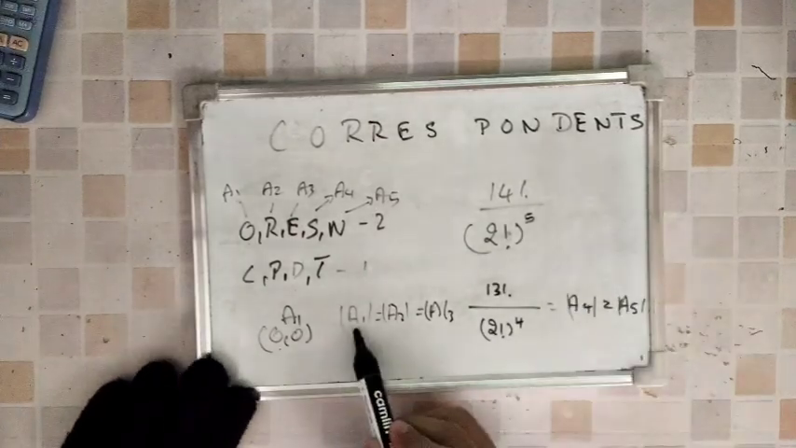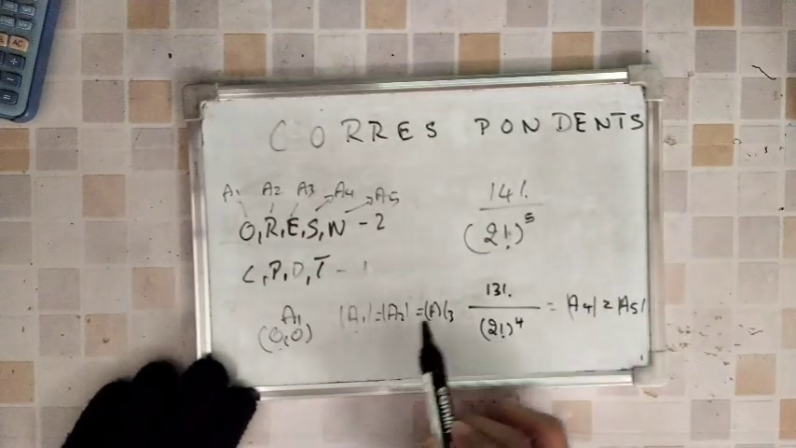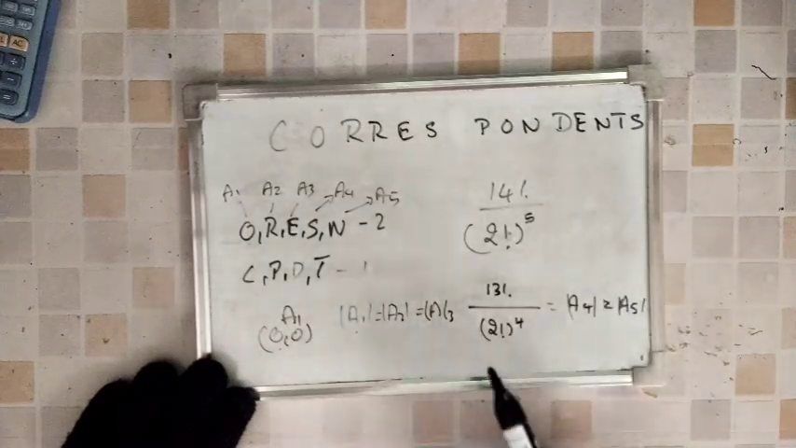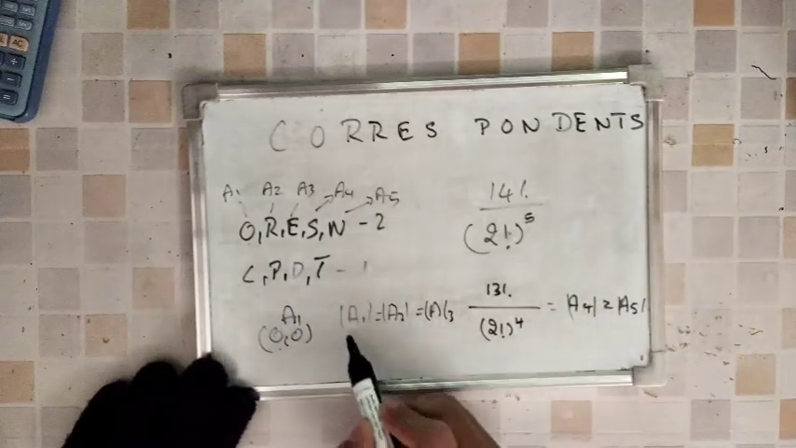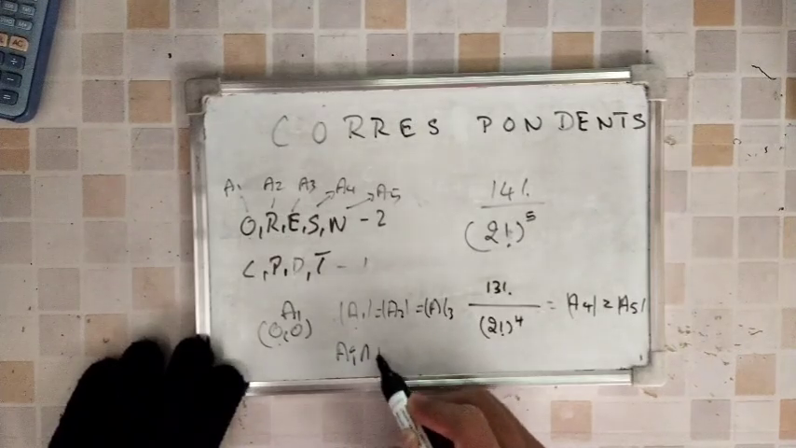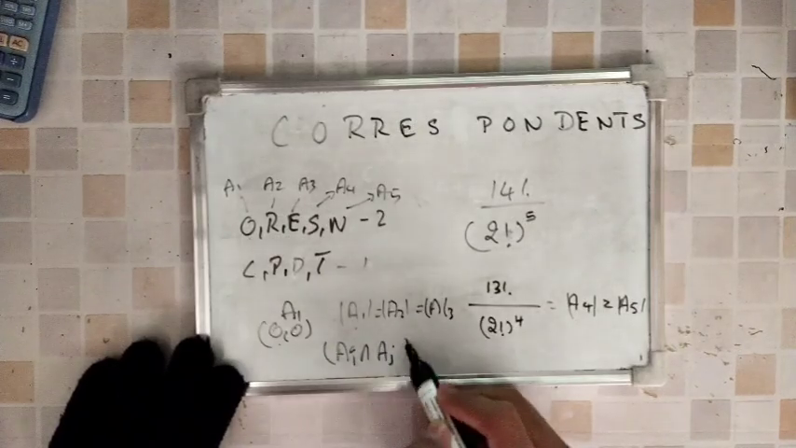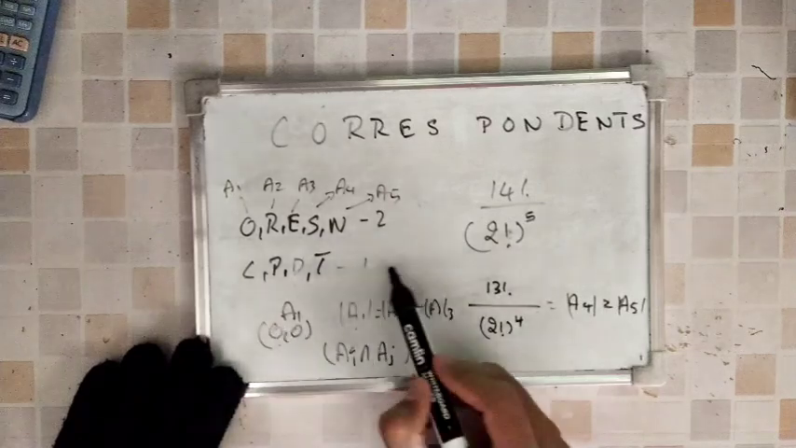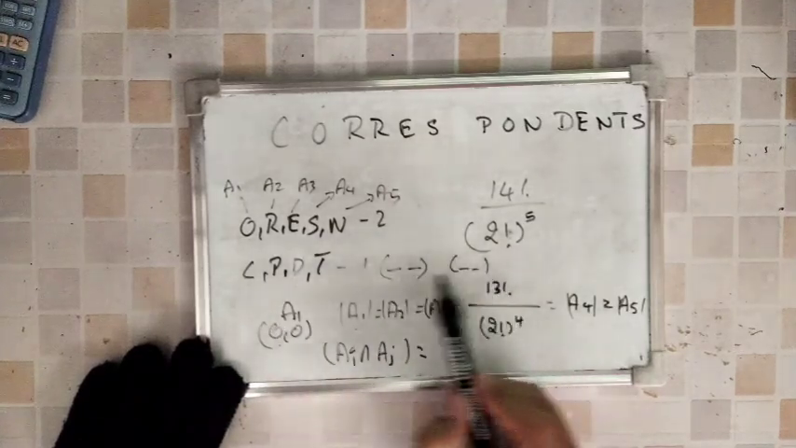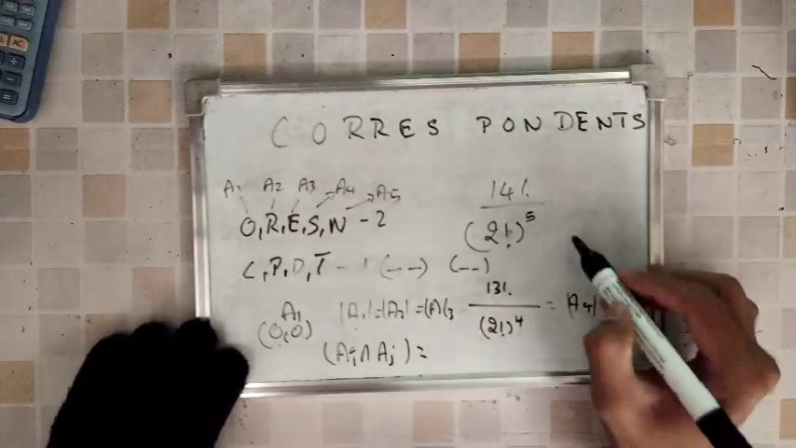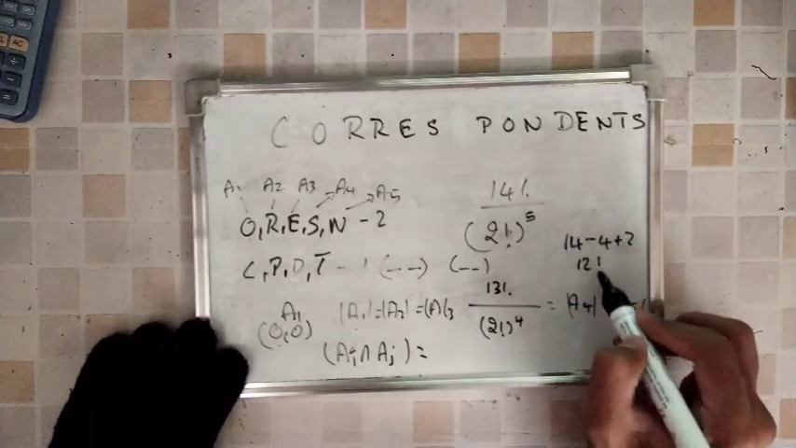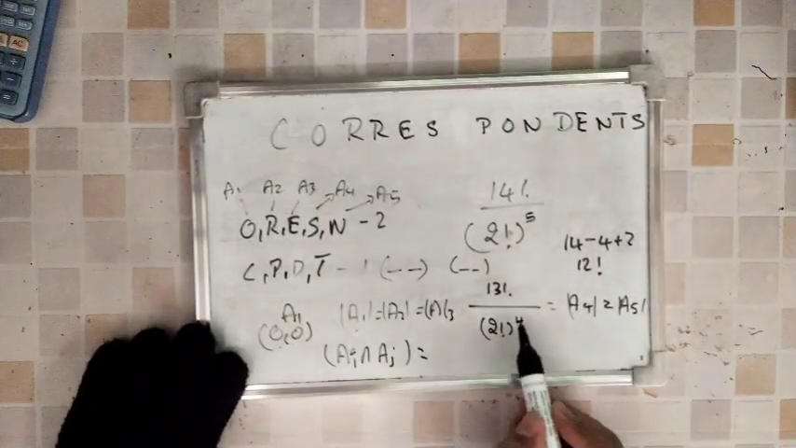Similarly, now I have to do A1 intersection A2, A1 intersection A3, A1 intersection A4, A1 intersection A5 like that, then A2 like that, and take the union. So all are the same, so I can simply say that Ai intersection Aj is equal to, so now what is happening, two pairs, we will subtract 14 minus 4 plus 2, that is 12 factorial, divided by this will become 3.